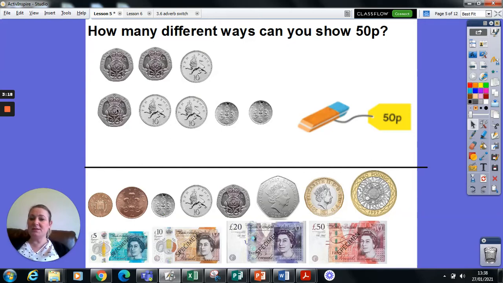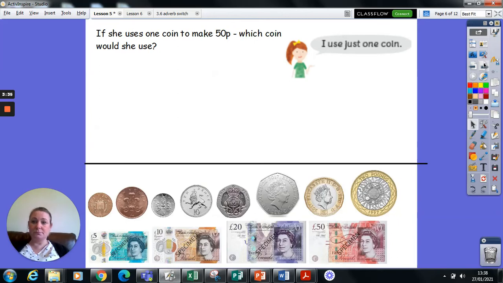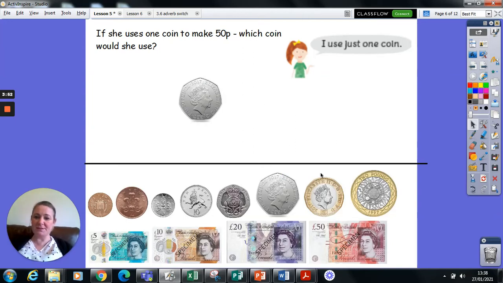Okay, instead of having 20, I could have 4 10s, and this combined would make 50p. There are lots of ways to do it. Spend some time to explore how you could do that. So we touched on this earlier. If she was to just use one coin to make 50p, which coin would she be best using? There is only one option, a 50p piece.